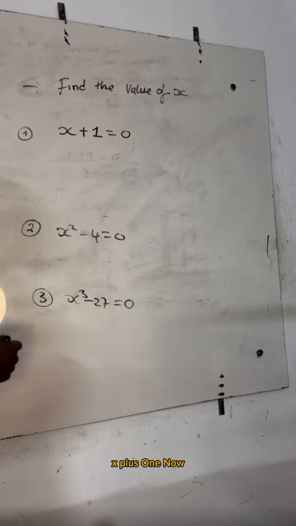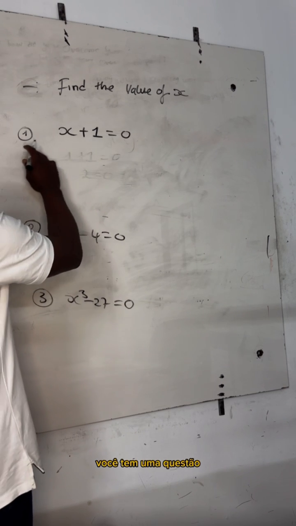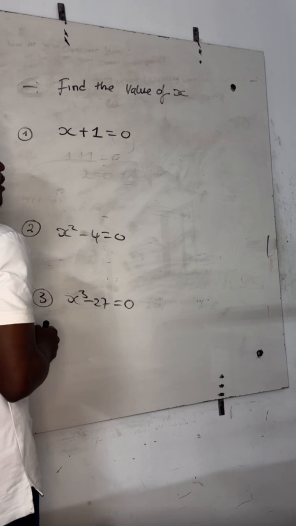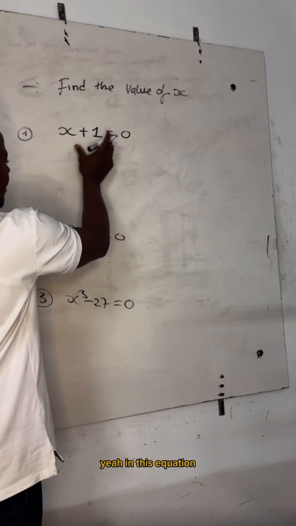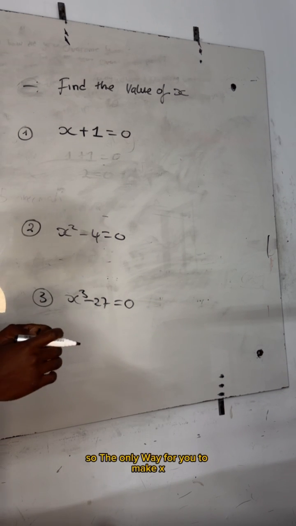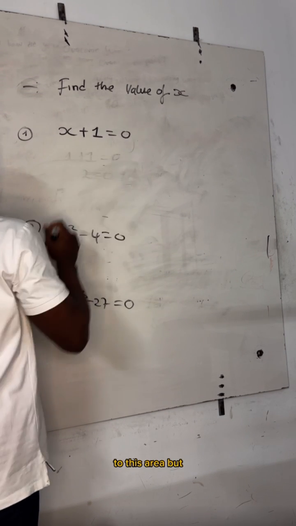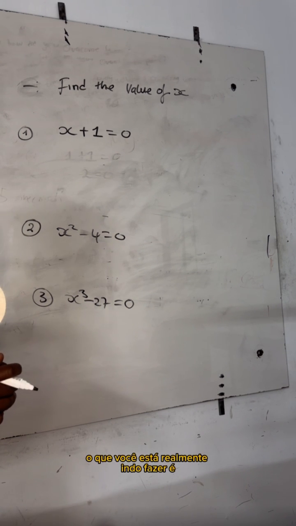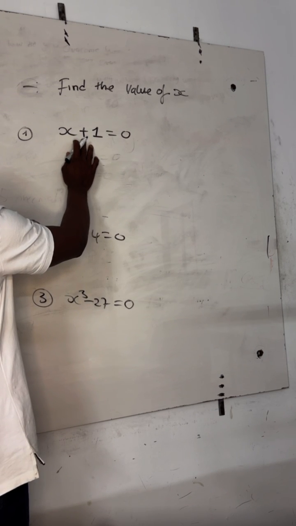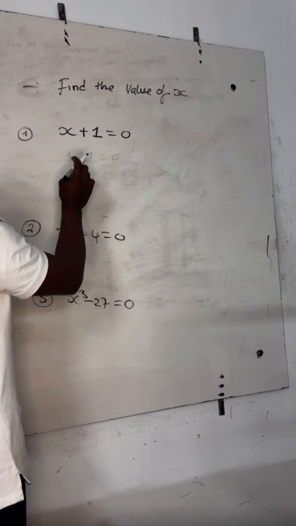So let's take, for example, x plus 1. Now if you are asked to find the value of x, you have the equation x plus 1. What are you going to do in this case? The first thing you have to know is, for you to get x in this equation, you have to make x alone on its side. So what you are actually going to do is minus 1. Since this is plus, for you to get 0 so that you are left with just x, you have to minus 1.